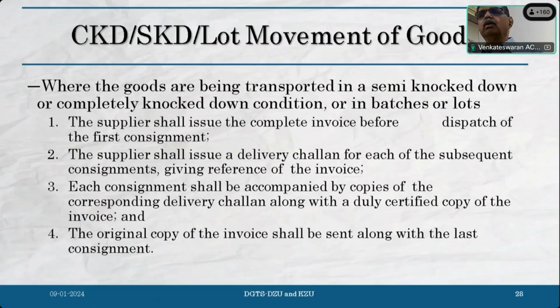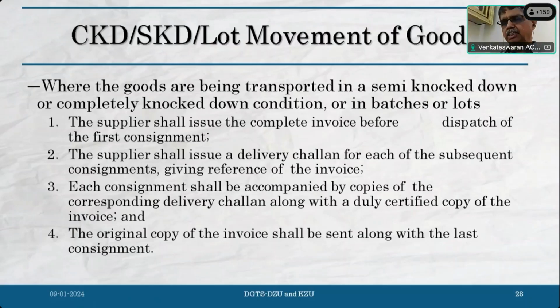When you are sending the goods in lots or in CKD or SKD condition, first you have to prepare an invoice. Then, based on the invoice, you determine the number of lots required for the movements. For each and every lot, you have to prepare a delivery challan. For each delivery challan, you have to send a copy of the invoice, and based on the delivery challan, you prepare an e-way bill. The original copy can be sent along with the last lot's delivery challan. This is very much required because many times we find engineering goods sent in lots, or very big consignments, plants and everything, going out.